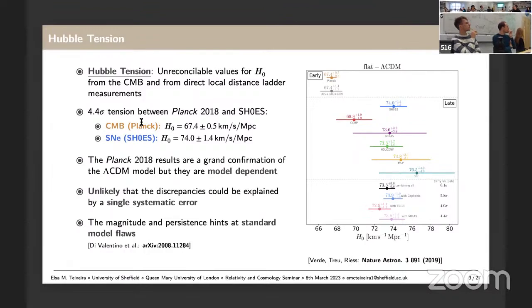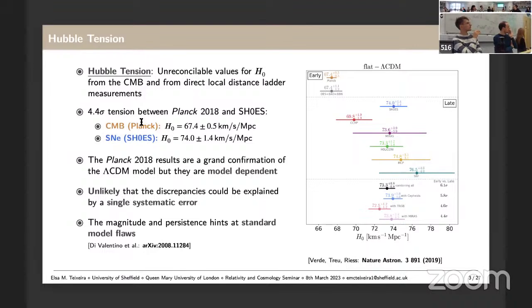Then we have our late time probes for H naught, and this would be just, let's say, based on distance measures. And since these are quite local objects that are calibrated astrophysically, let's say like Cepheids that are then used to calibrate supernovae, which is the value that I indicated here, which is one of the most robust values that we see here that has the smallest error bars. And it's also made from a collection of 1,000-something supernovae.